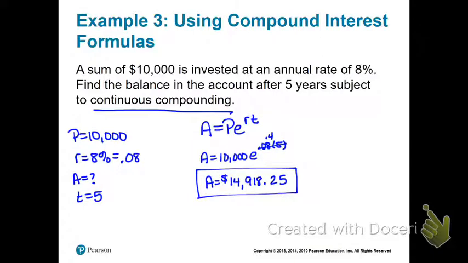So you'll notice it's not way off of the other answer. It's only about 50, 60 bucks more. So it's a small difference, but it is a little bit higher because it's being compounded more times. It's continuously. All right, and that is the end of 4.1.